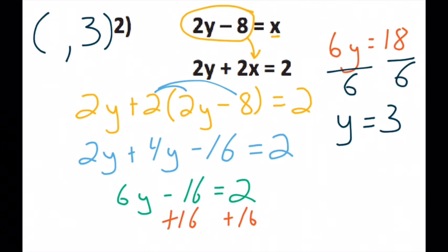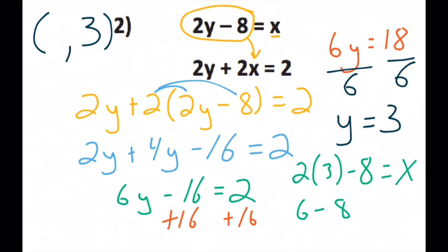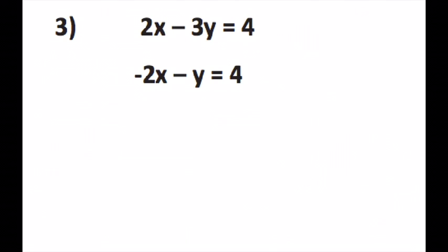When I do that, I get 2 times 3 subtract 8 equals x. So we get 6 subtract 8 equals x. So negative 2 equals x. So we know our x value is negative 2. So the point these two have in common, the point where they would cross if they were graphed, is negative 2, 3. In problem number 3, the best way to solve this one is to use elimination.